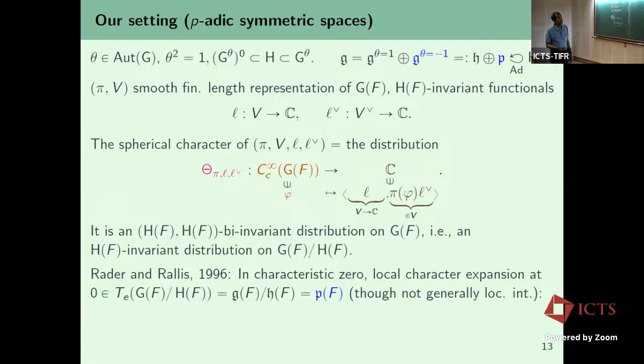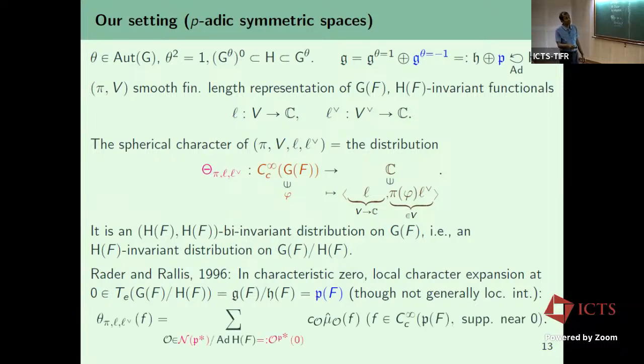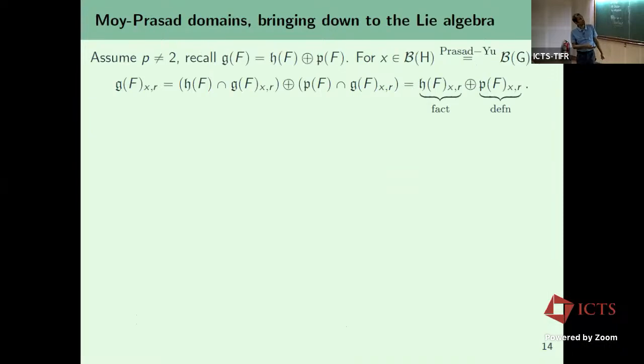Okay, so Rader and Rallis showed that exactly a similar form of the character expansion holds in this setting if the characteristic of the field is 0. Though some other properties like local integrability of characters fail, something still holds in symmetric spaces. Okay, so these are analogs of the set of nilpotent orbits, because it was a kind of invariant theoretic thing, so you can make those same definitions in this context as well.